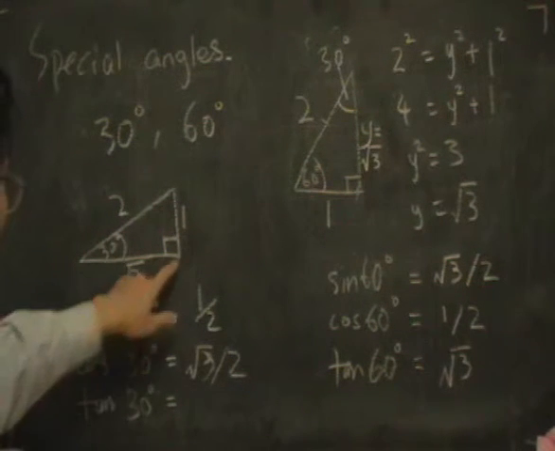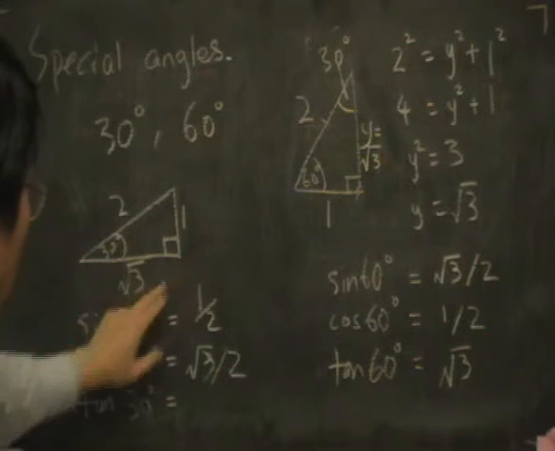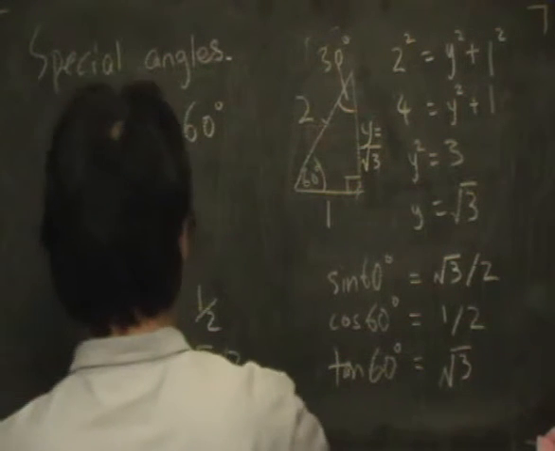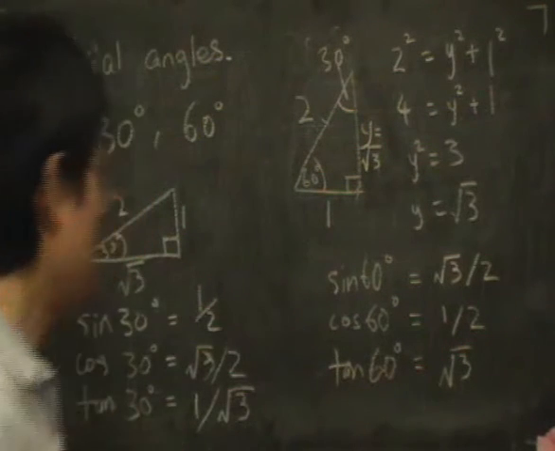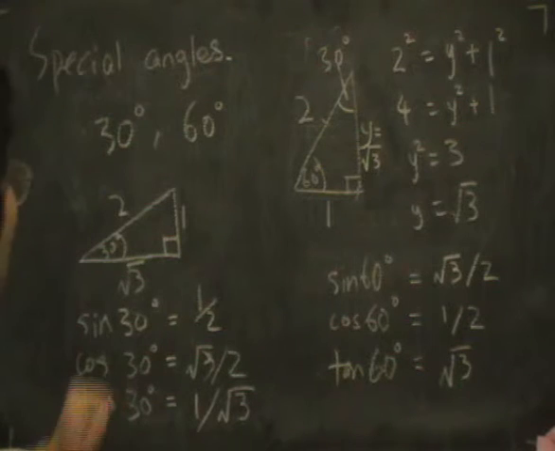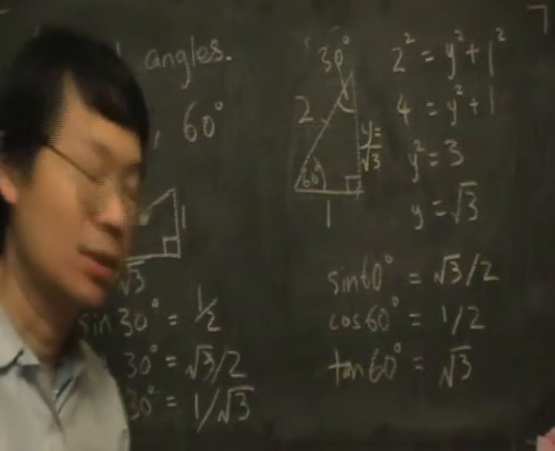Finally, tangent of 30 degrees is the opposite over hypotenuse, 1 over root 3. There we are. So we have all the answers now for the sine, cosine, and tangents of 30 degrees and 60 degrees.